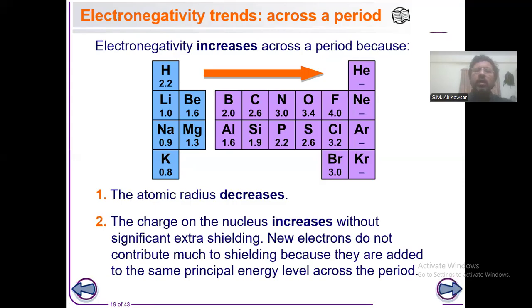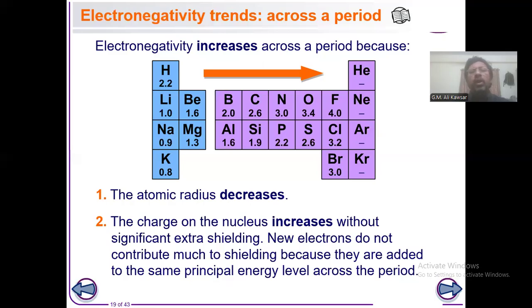We can explain it very easily. Electronegativity is the tendency of attracting electrons. Now, think how the tendency of attracting electrons changes across the period. The atomic size decreases a bit. As a result, the electron pair will be attracted more by the atoms. As a result, across the period from left to right, the electronegativity increases.